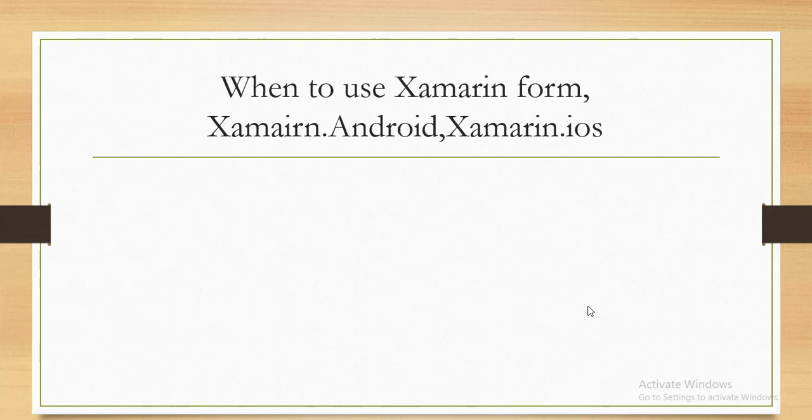So when to use Xamarin Forms, Xamarin.Android and Xamarin.iOS? Xamarin Forms is used to write a single page code, and this code will be executed for both Android and iOS. So we don't have to write the code for Xamarin.Android and iOS. You have to write it only if there is a condition that requires writing in Android and iOS.